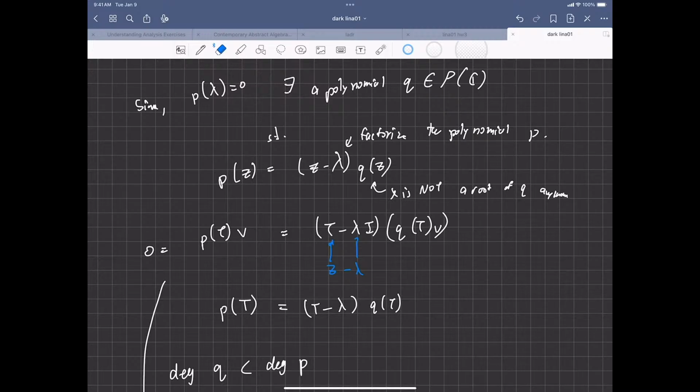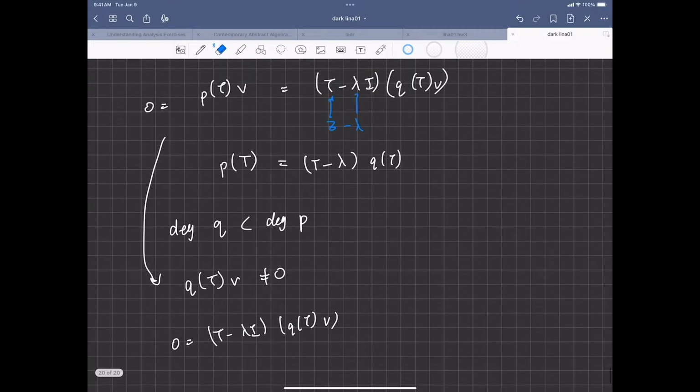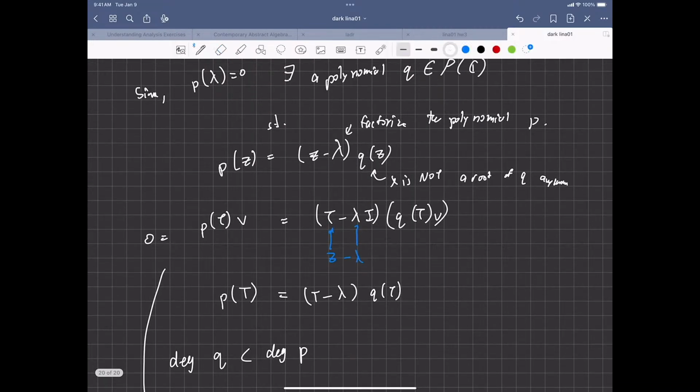And because we factorize it over C, what is so interesting is that this factorization here is unique. So why is lambda not a root of Q? This actually needs Theorem 4.13. Again, don't worry too much about this.